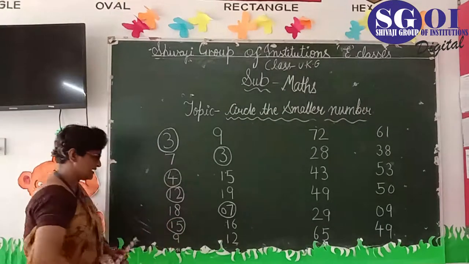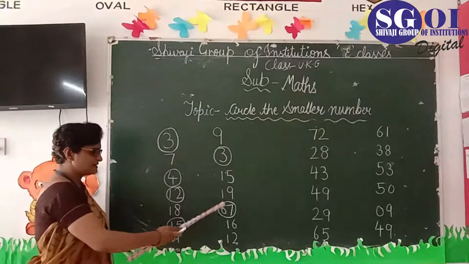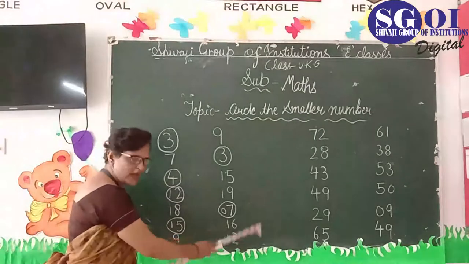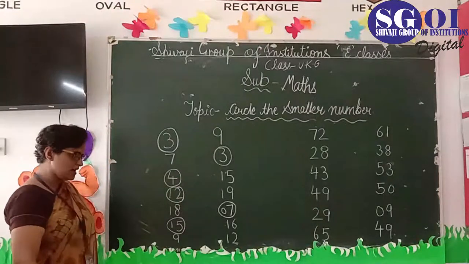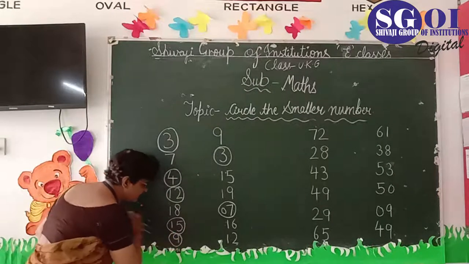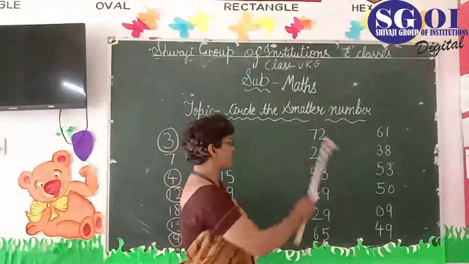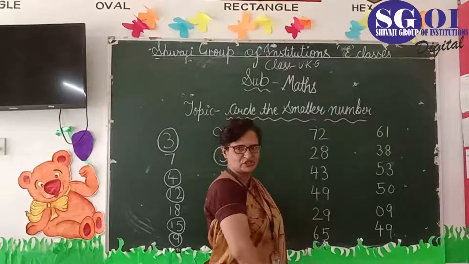Okay. And here, look at the blackboard again. This is 9 and this is number 12. Which number is smaller? Number 9. So we have to circle number 9. Okay. After that, we move to number 72.